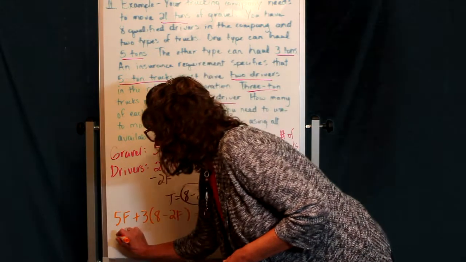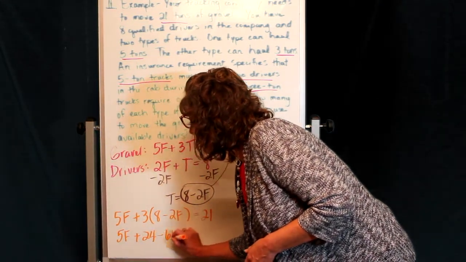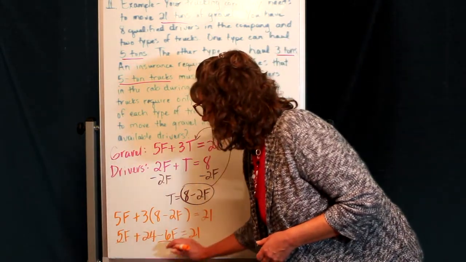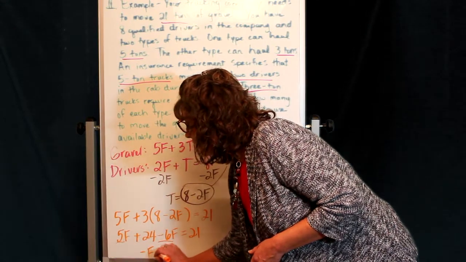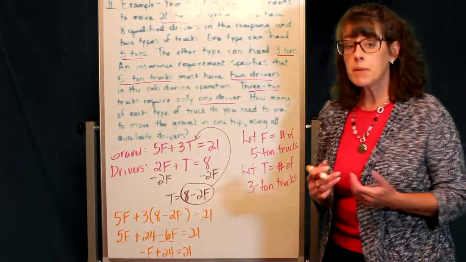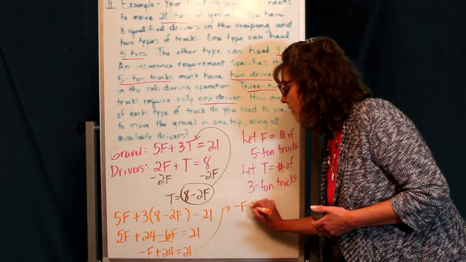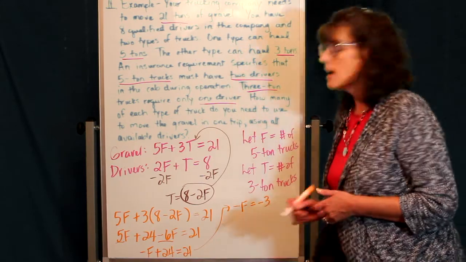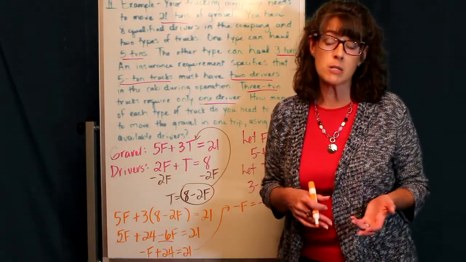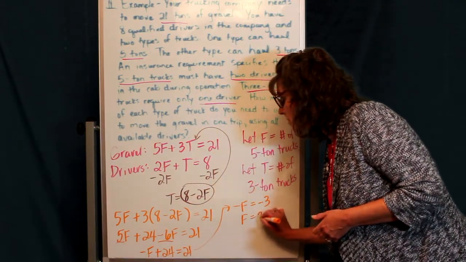I'm going to distribute that 3 through, and when I do, I get 24 minus 6f, and I'm going to combine my like terms. 5f minus 6f is a negative f, so I have a negative f plus 24 equals 21. I'm going to subtract that 24 from both sides, and I get a negative f equal to a negative 3. At this point, I'm either going to multiply both sides by a negative or divide both sides by a negative. Either way, I'm changing signs. So my f is going to be 3.